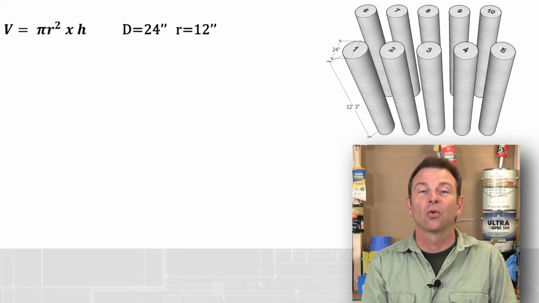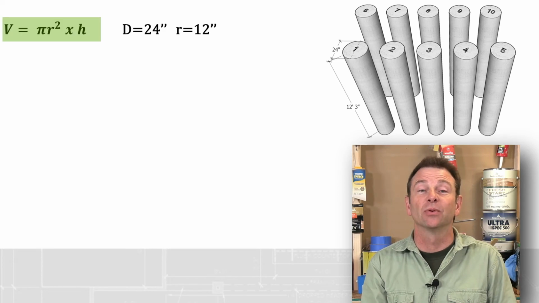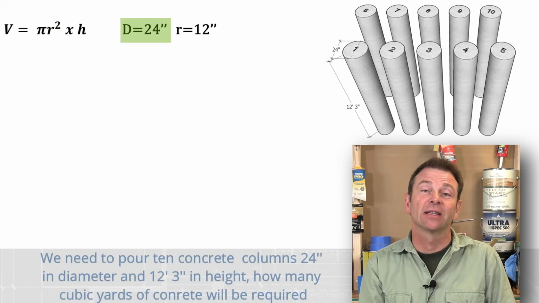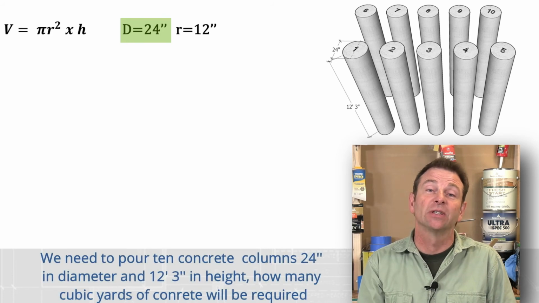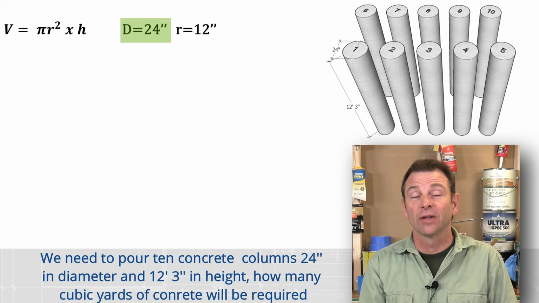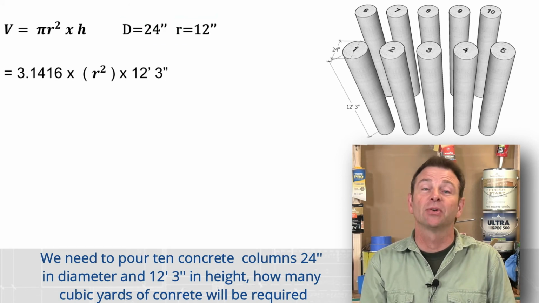Let's go over our equation. That's going to be volume equals pi times the radius squared times the height. And remember, we've been given our diameter, so we need to calculate our radius, which is always going to be half of our diameter. In this case, our diameter is 24 inches, so our radius will be 12 inches. Let's plug these numbers in.